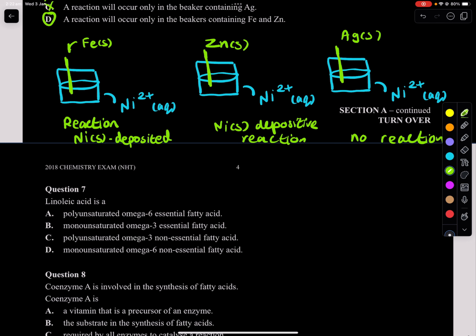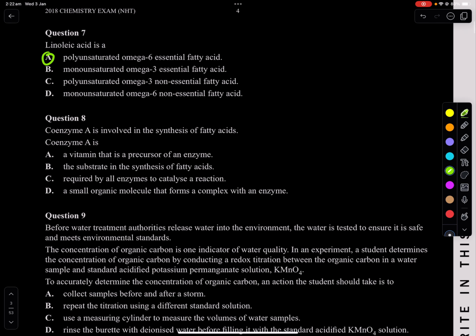That's your answer. Easy. Coenzyme A is involved in the synthesis of fatty acids. What is a coenzyme? That's what you should first ask yourself. The way you actually explain a coenzyme is by drawing it. Let's say you have an enzyme, and we draw an enzyme like this, something like this. Say this is your enzyme.